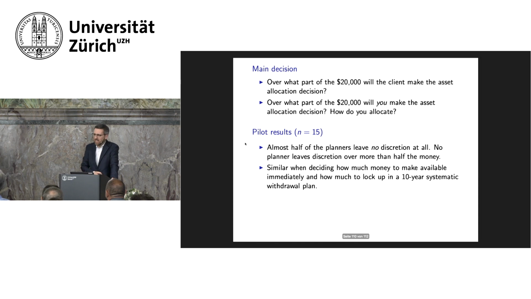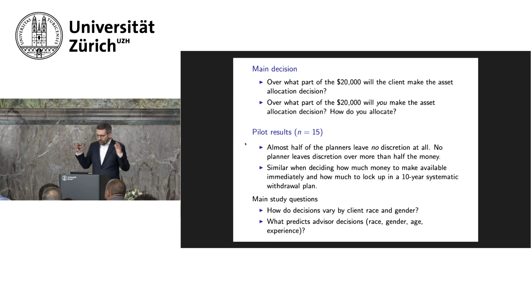Now, we just got pilot results, so this is very much work in progress, but the results are already quite stark. Out of the 15 planners we have so far, almost half leave absolutely no discretion at all. They completely determine what the client can do with the money, and none of the planners we have leave discretion over more than half of that money. And that's quite similar when we have people make other decisions. Rather than asset allocation decisions, we ask them how much they want to lock up in a 10-year systematic withdrawal plan.